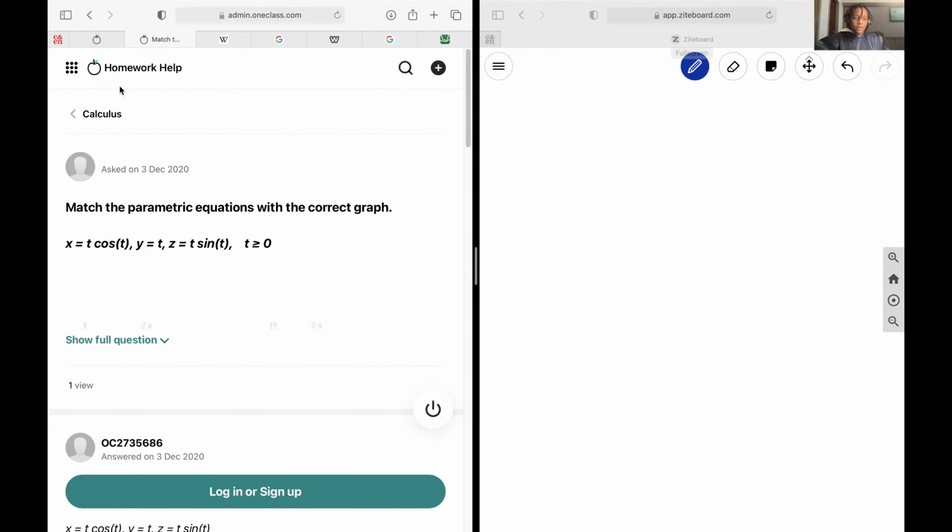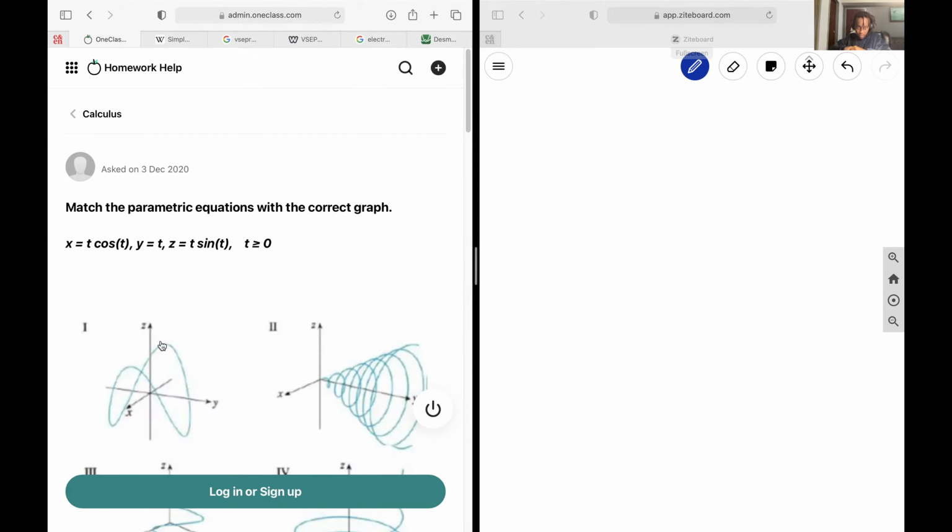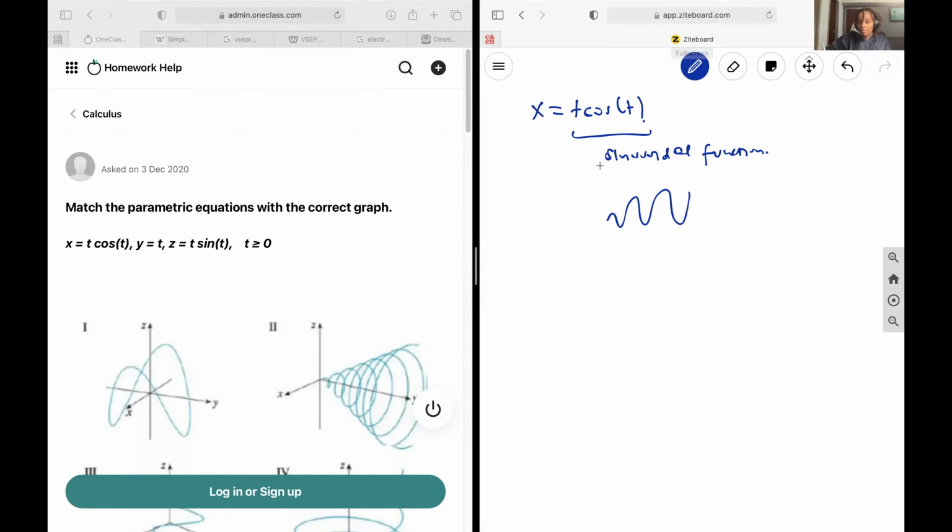Okay, for our next question, we want to match the parametric equations with the correct graph. And so we just need to study what this is describing in x, y, z coordinates, and then just match it to the correct graph. So our x is equal to t times sine t, which is describing a sinusoidal function that is, in a sense, getting larger due to multiplying it by t. So we should expect something that looks like this in the x direction.